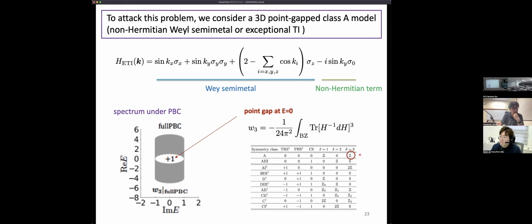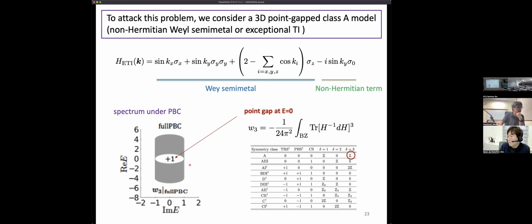And here I show again the periodic table. For the class AII system, we have a three-dimensional topological number. And actually, this topological number is a three-dimensional winding number. We can show that this model has a non-zero winding number in this region. We can also consider that this is the occupied state and this is the empty state. So that's the reason why some people call this state exceptional topological insulators.